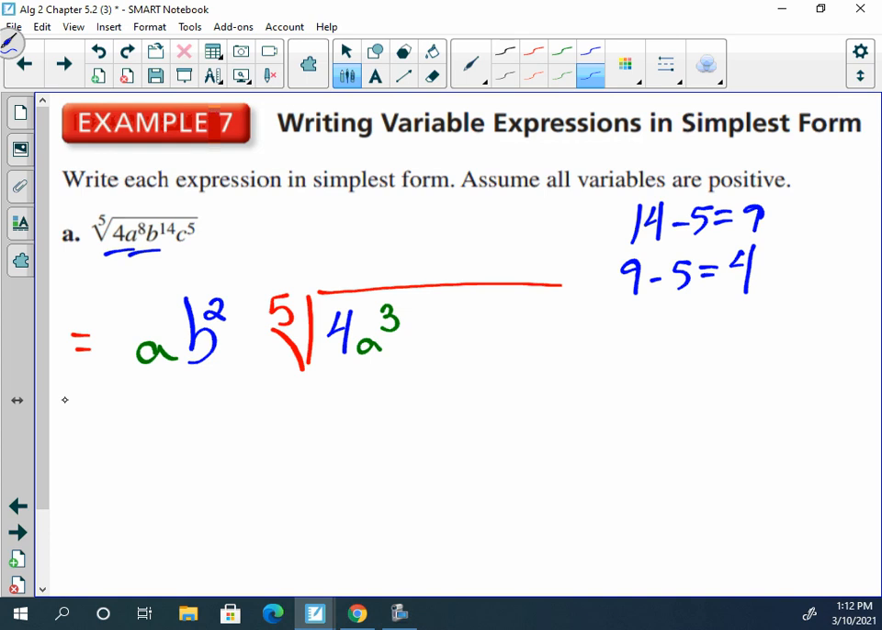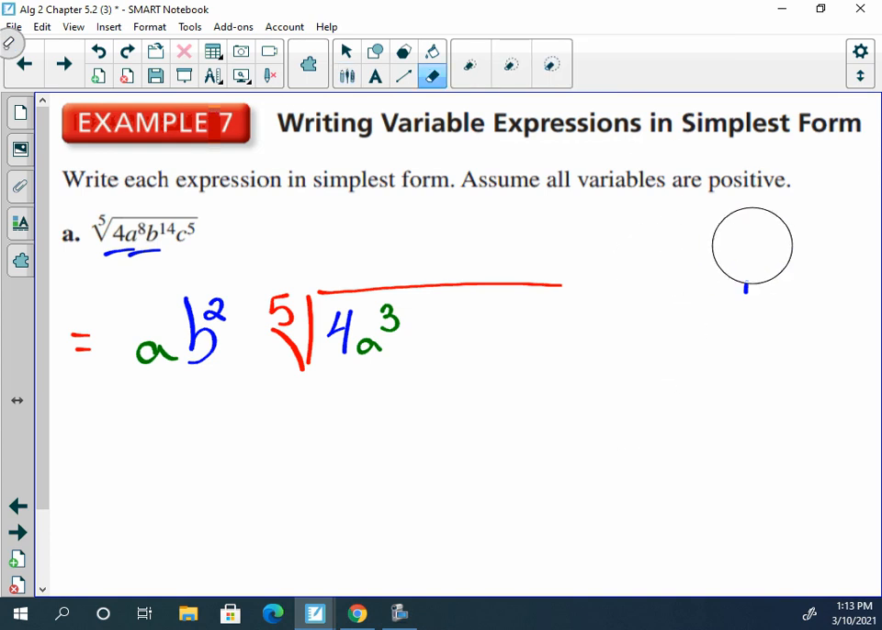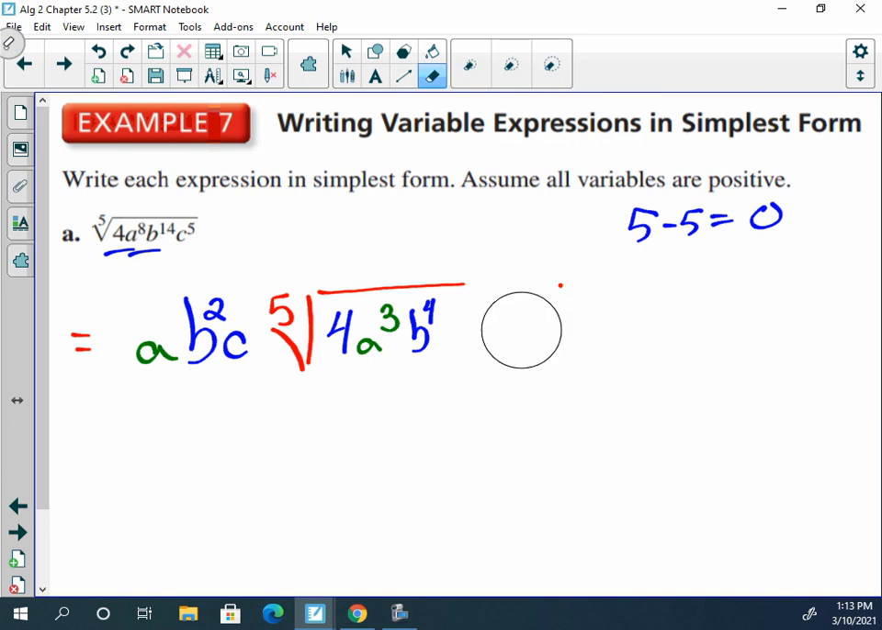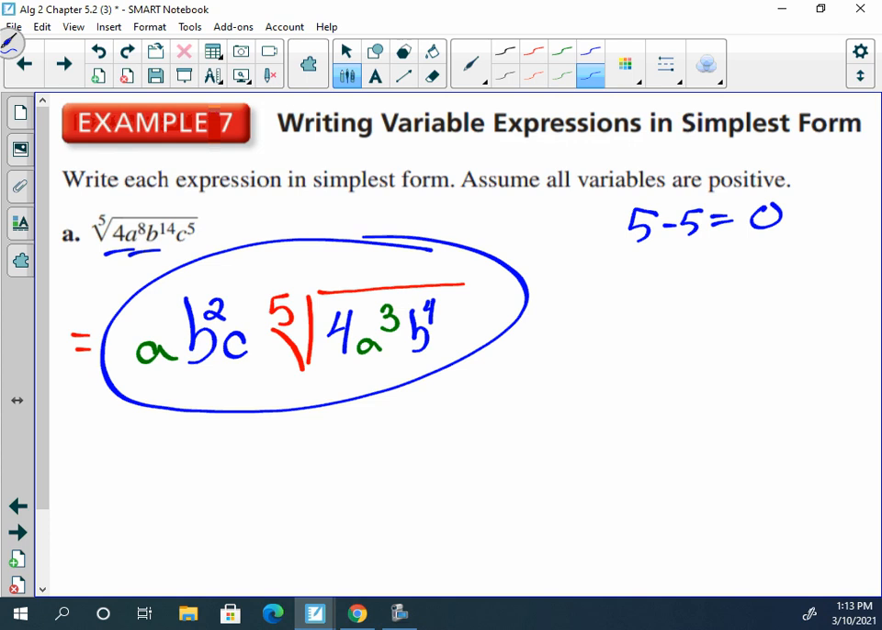Questions on this here? Last one, C to the 5th. Well, yes. We can take 5 out, which would give us 0. I can pull 1 C out. Oh, I forgot to write B to the 4th. That's it. We've taken care of everything.